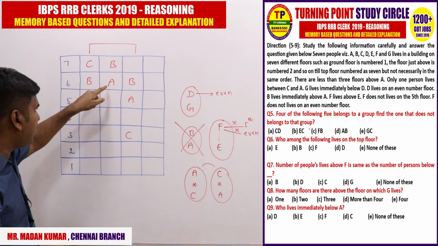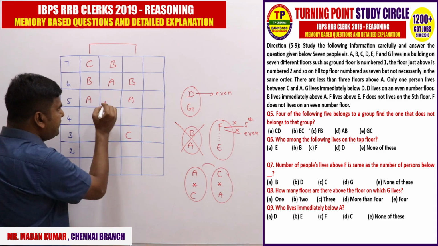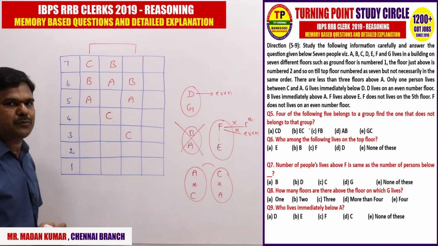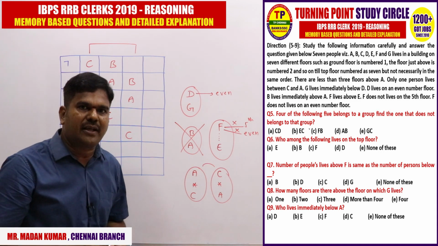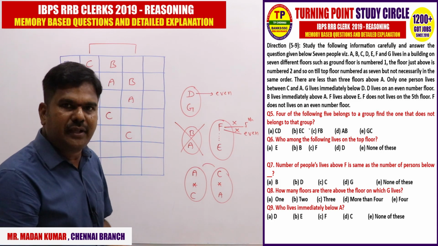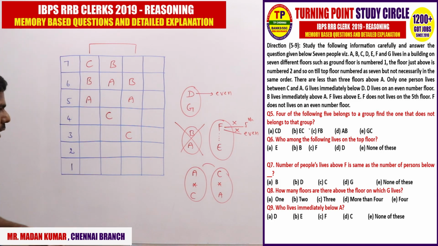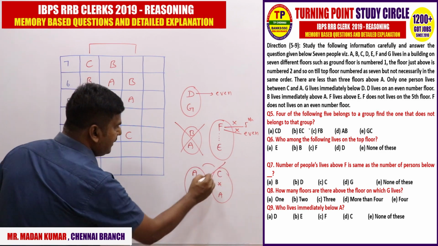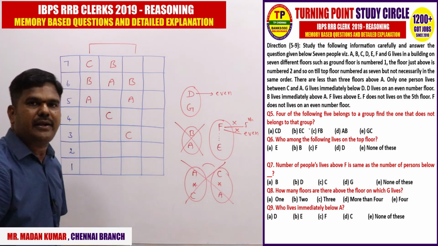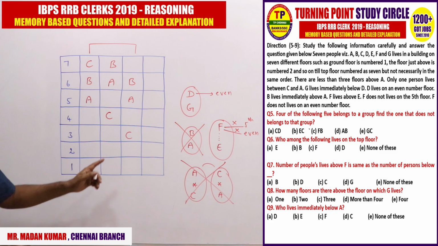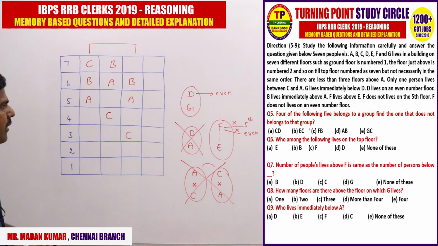And if you come to here, A and the gap of one floor, C must be there. So in total, how many possibilities have we got as of now? Three possibilities we got, right? Now, A and C, this option is also eliminated. Which is left over? What is the next one we have?